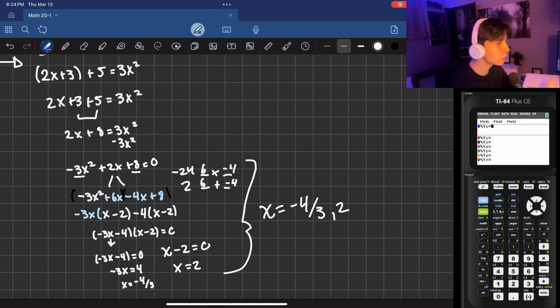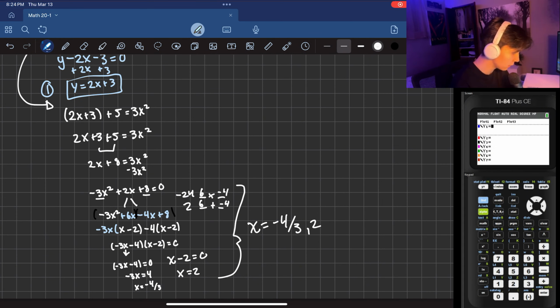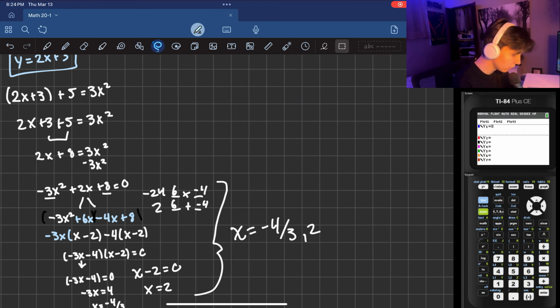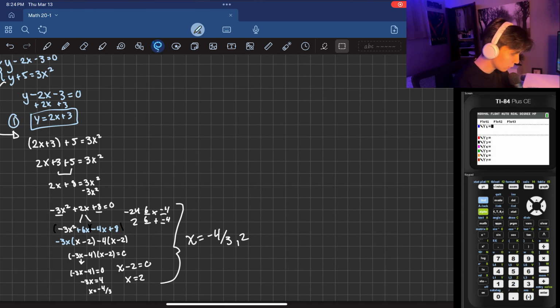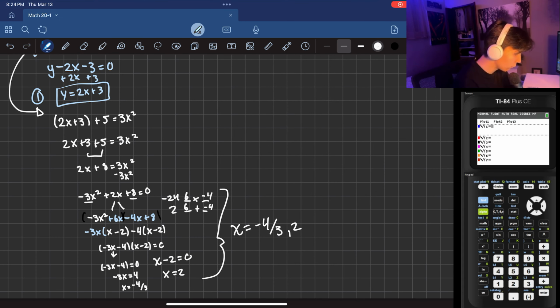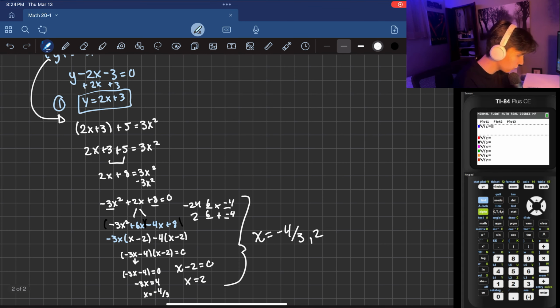Whatever way you did it, you could have used the quadratic formula. You could have completed the square. I just happen to do factoring here because it's the easiest for me. So now, you have firstly isolated your variable and plugged it in, so we're just solving for one variable, which is x.